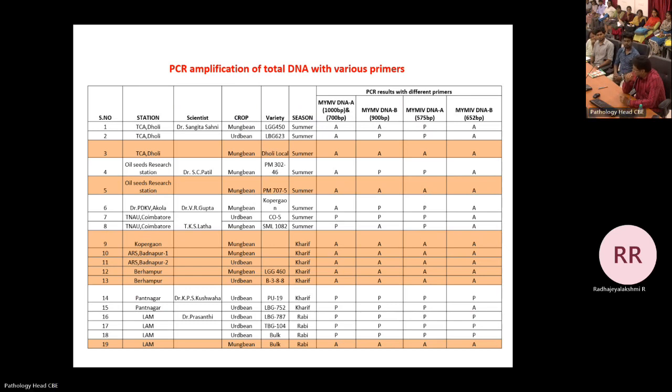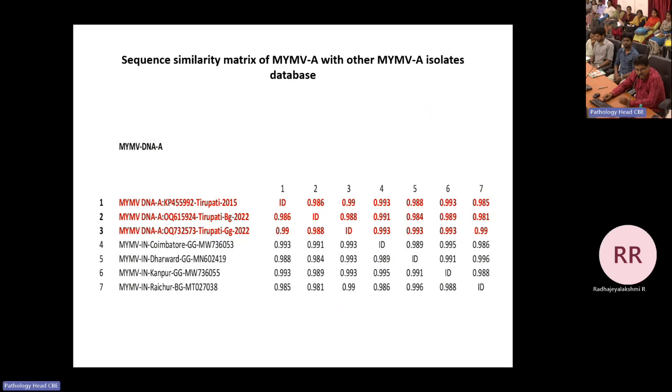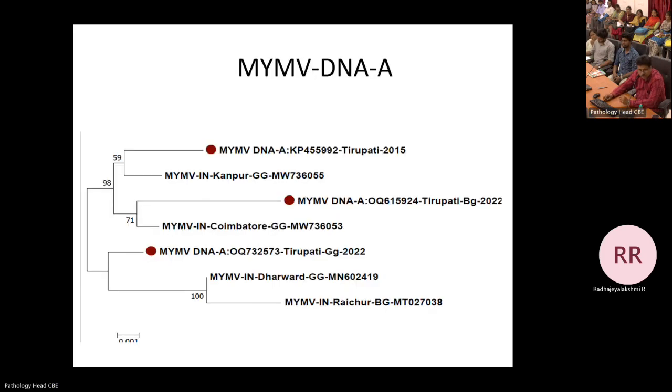Most of the sequence similarity matrix I just calculated for our own isolates. If you see from the beginning, 2015 first Tirupati isolate, then 2022 in black gram, green gram. Over 7 years, not much difference in the DNA. As I told you, it's more or less similar. Of course, we have to go for more isolate sequencing to say this, but whatever we have done, not much variation in DNA. This is the phylogenetic tree.